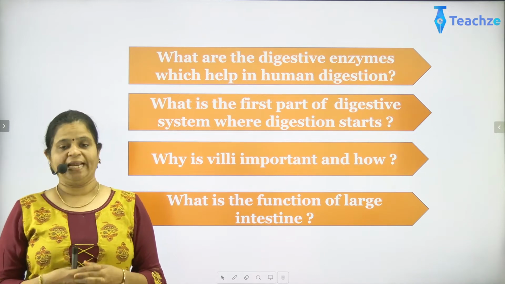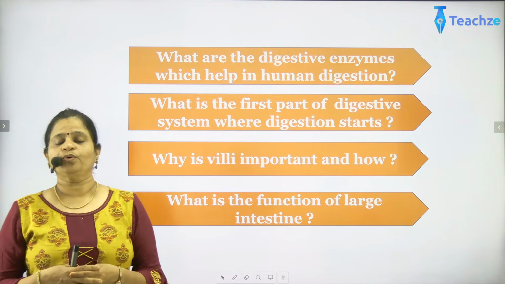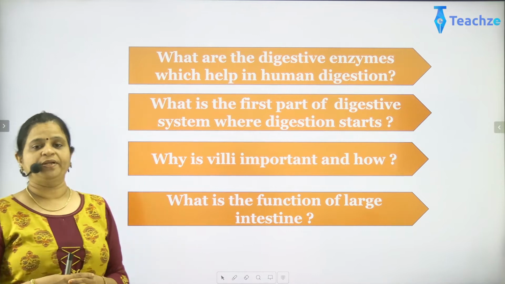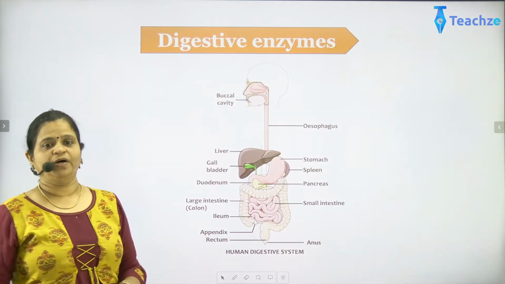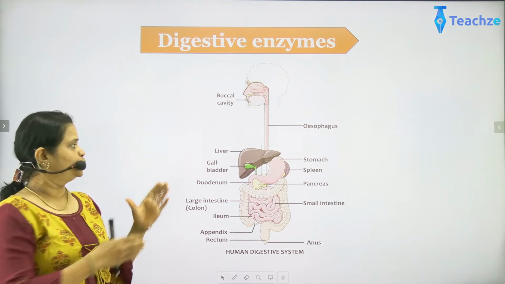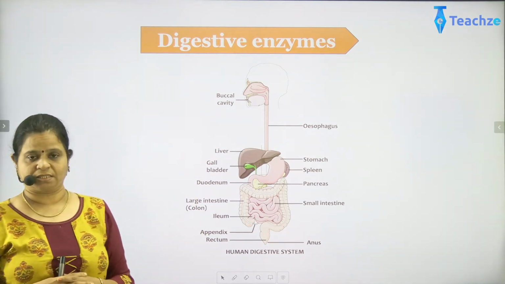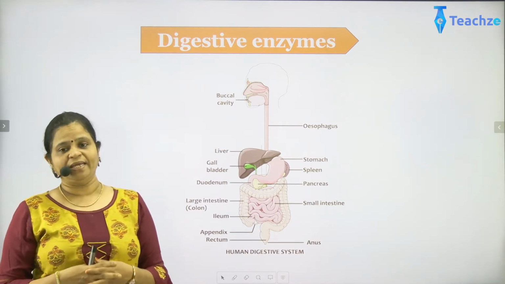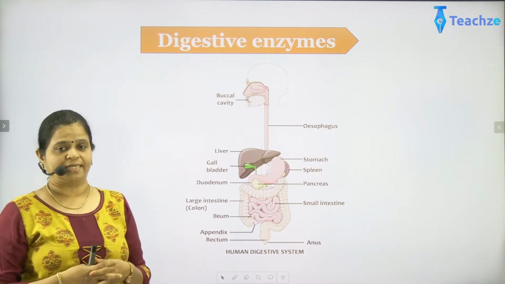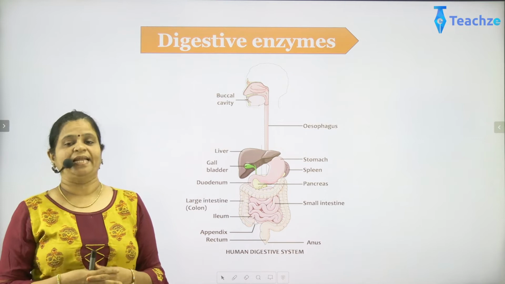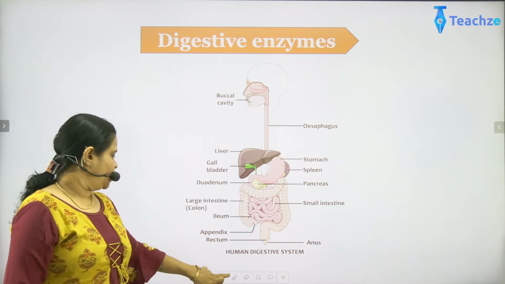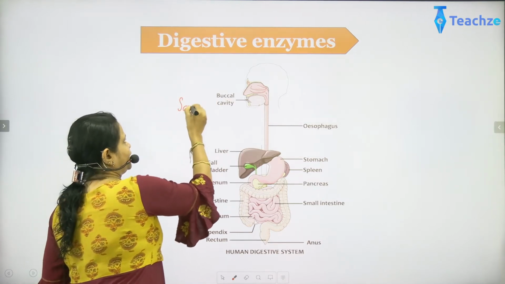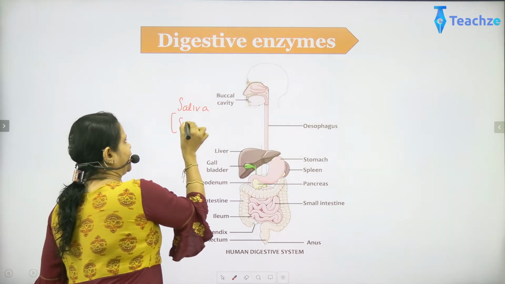Before we move forward into the process of digestion, let's look at the various enzymes and important secretions which happen in different parts of the digestive system. The first one here on the screen, you have already seen, are the different parts of the digestive system. We will start with the mouth region where the salivary glands are present which pour out their saliva, and the saliva contains an enzyme called salivary amylase. First looking at the buccal cavity, in saliva we have the salivary amylase.